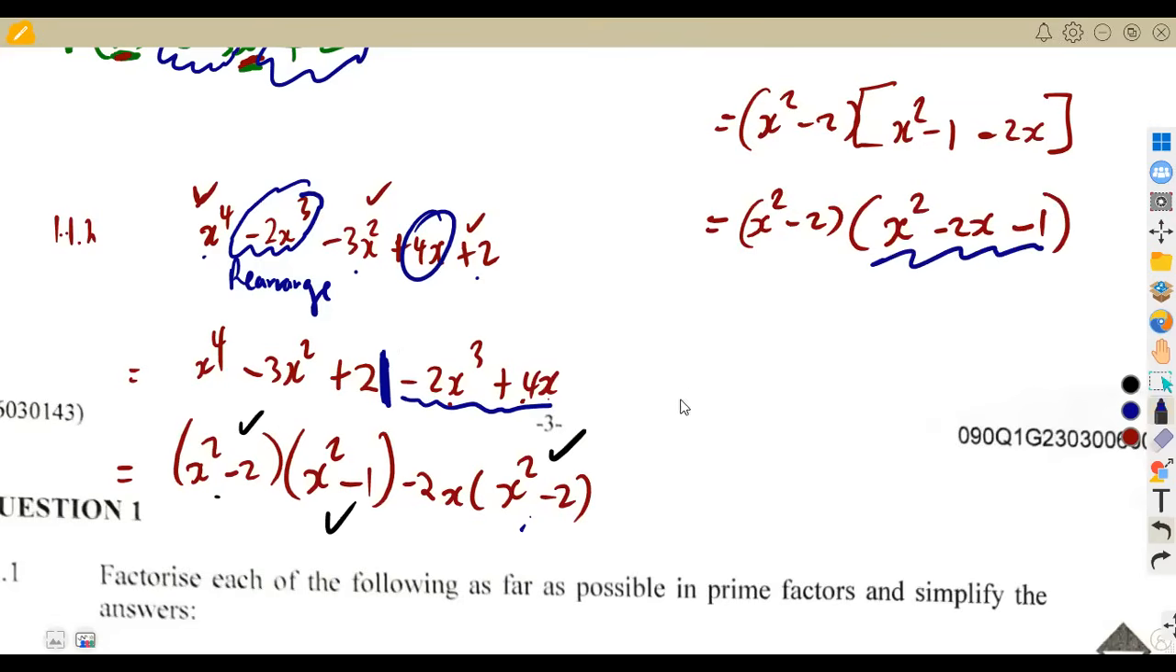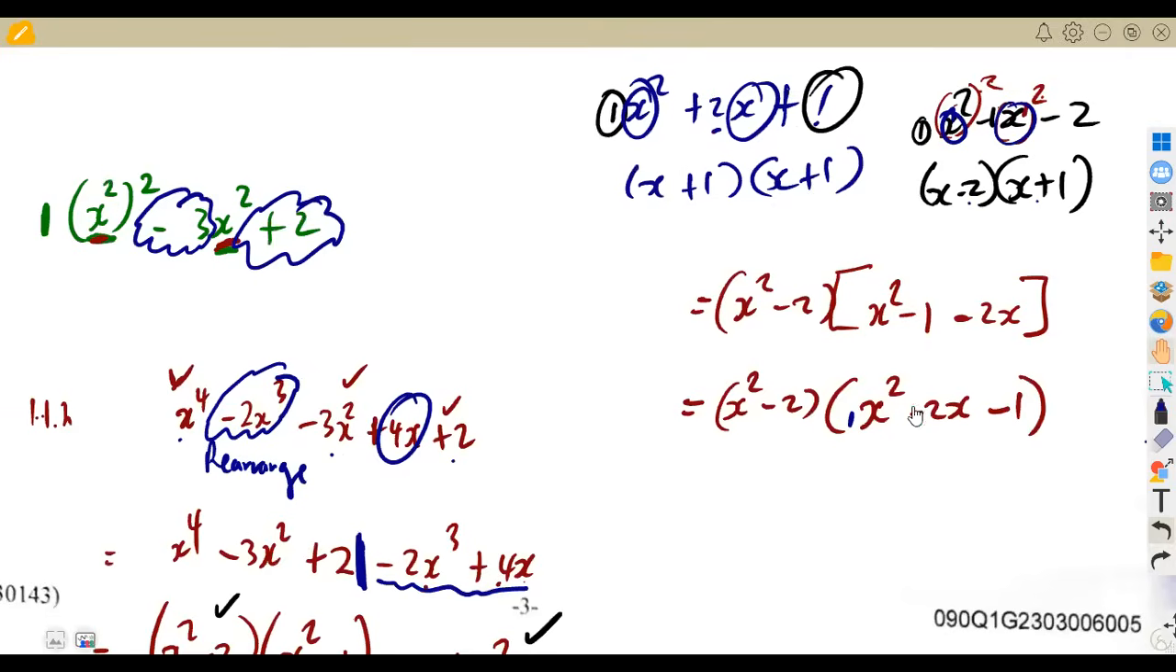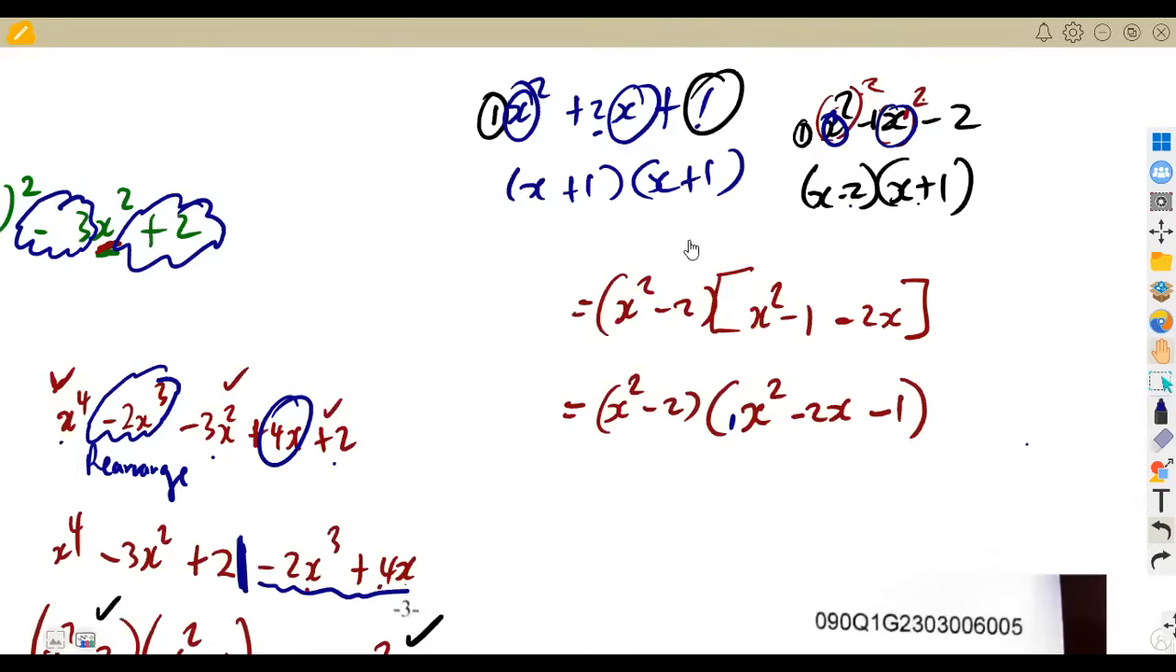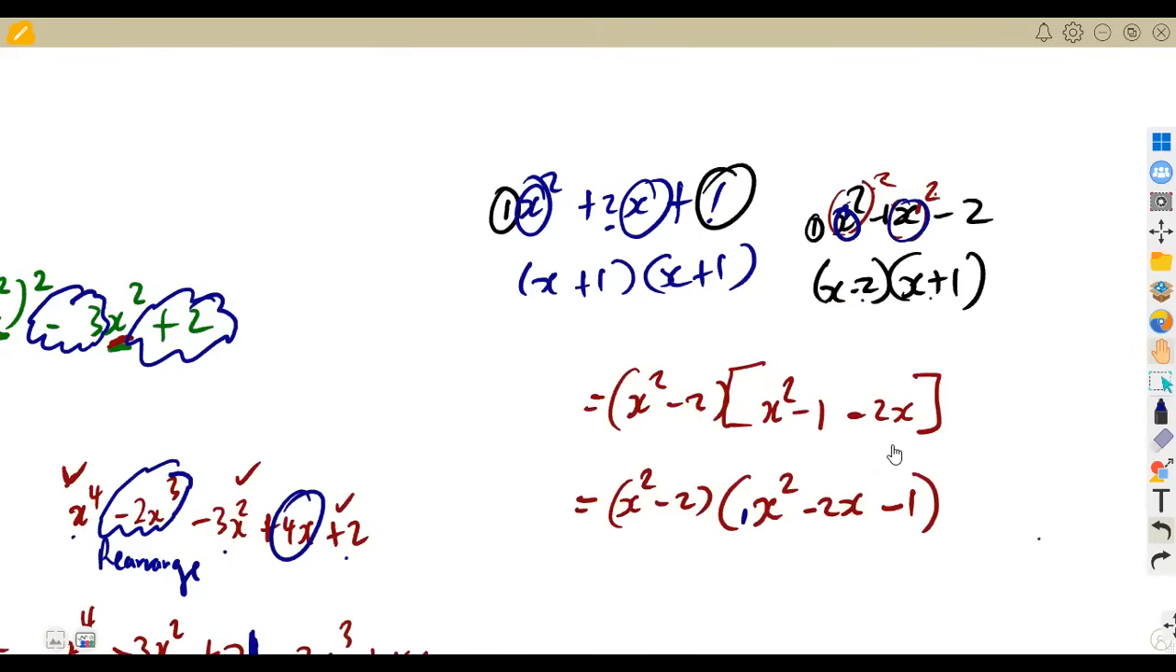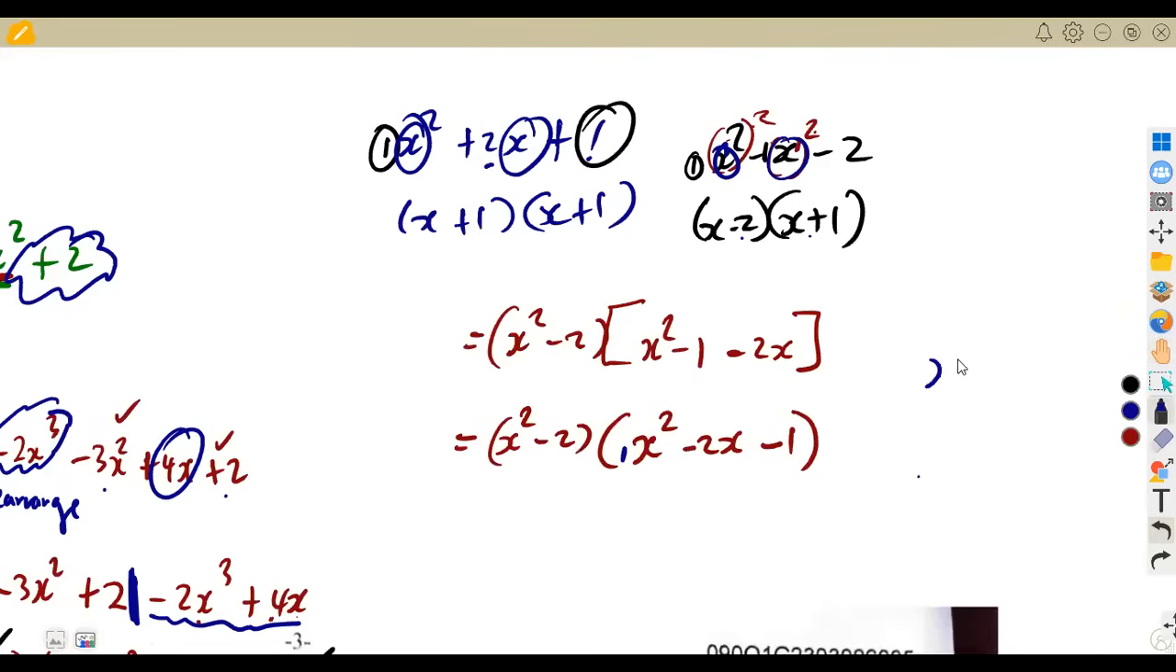So you're supposed to test it again. Is it possible for us to factorize here? We consider the equivalent of x squared being a 1. So we're going to try and see if we can factorize this expression. Just like this part, remember I talked about this part of x squared plus 2x and so forth. So let us try x squared minus 2x minus 1.